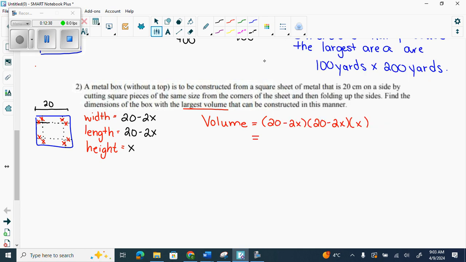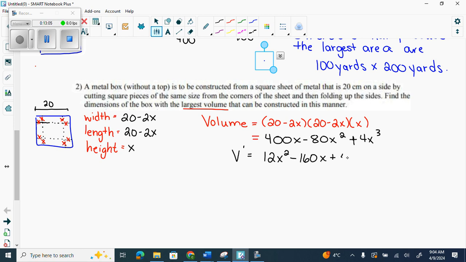Okay, when we expand this, we're going to get 400x minus 80x squared plus 4x cubed. Okay, now, if we want the max volume, we're going to do V prime, which would be 12x squared minus 160x plus 400. What can I take out? A 4. And so I'm left with 3x squared minus 40x plus 100.